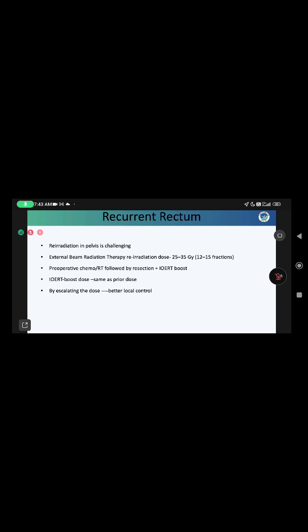So the IOERT boost doses will be the same as previously mentioned. That is, in case of R0 resection, it is going to be 10 to 12 gray, R1 resection 12 to 15 gray, R2 resection up to 20 gray we can go. So this allows for dose escalation. The more the dose escalated, the better the local control will be.